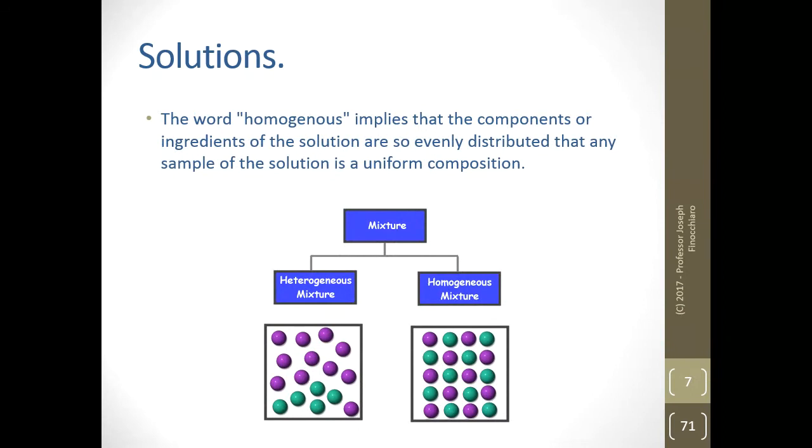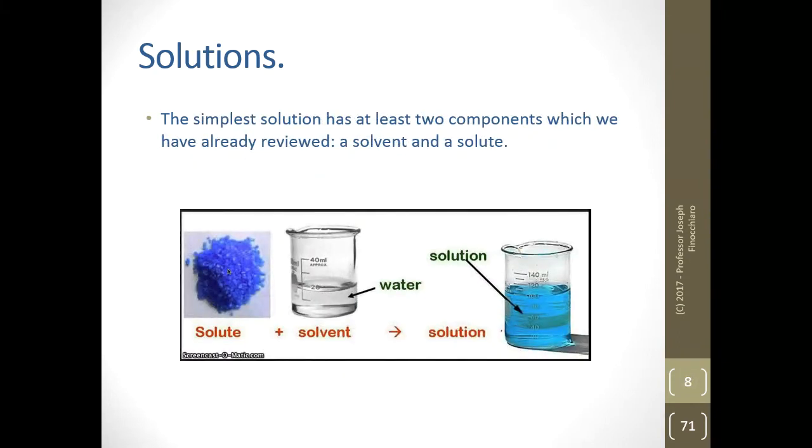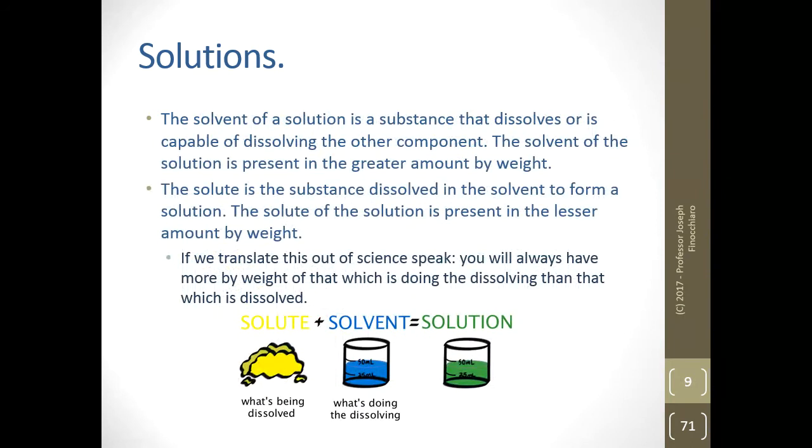The word homogeneous implies that the components or ingredients of the solution are so evenly distributed that any sample of the solution is a uniform composition. Okay? So we see heterogeneous versus homogeneous here. Everything looks very, very even. The simplest solution has at least two components, a solvent and a solute. The solvent is the thing that does dissolving, while the solute is dissolved. The solvent is always present in the greater amount by weight. You always have more solvent than you will solute. Okay?